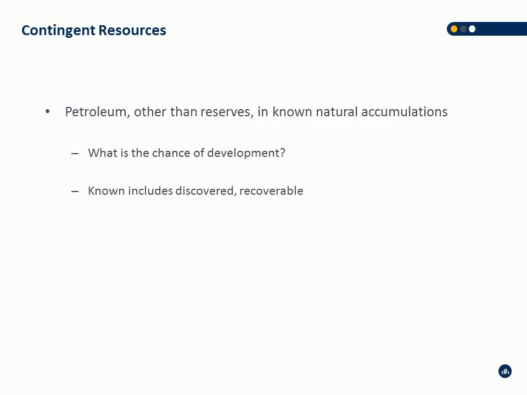Contingent resources: petroleum in known natural accumulations. So these have been discovered. That's the defining factor between contingent and discovered. Contingent resources are really only asking what's the chance of development, what's the chance that these volumes are going to be commercial and will be developed in the future. And the term known, you'll see known in a bunch of the slides as well, really means discovered and recoverable.